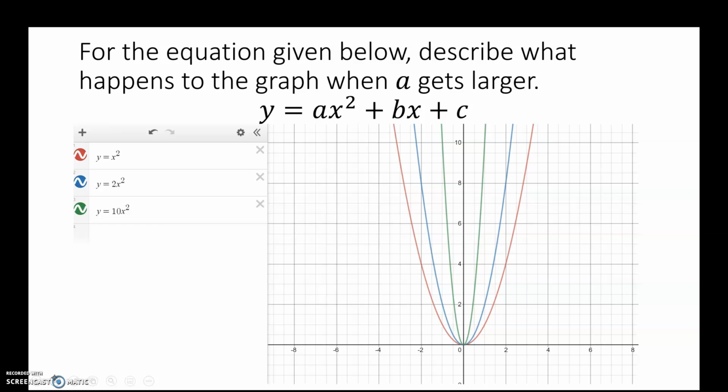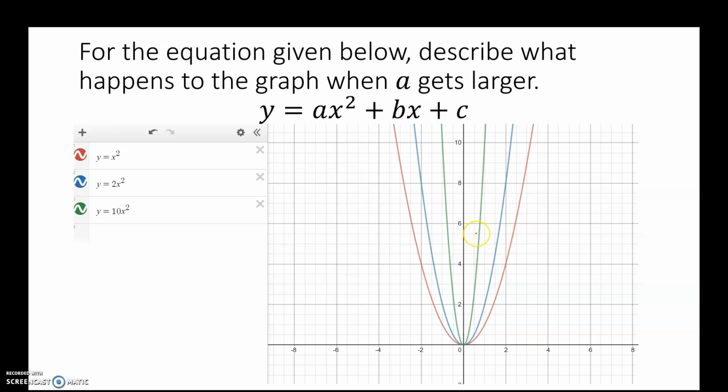Okay, so the website did not seem to work, but what I did is I used Desmos and I graphed 3 different functions. In red is y is equal to x squared. In blue, y is equal to 2x squared. And in green is the graph of y is equal to 10x squared. So one of the questions that I ask you to answer on the form is describe what happens to the graph as a gets bigger.